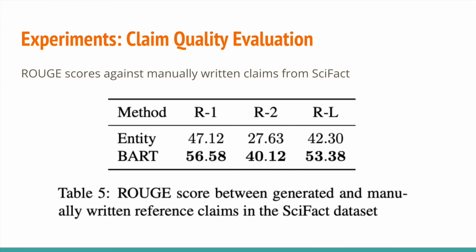They also compare their generated claims against the manually written claims from SciFact. Remember, SciFact has the manually generated claims, so they can compare. And again, the ROUGE score shows the ClaimGen-BART model generates better performing outputs. But note that both of them are actually performing pretty well. Both of them are actually at the SOTA level.